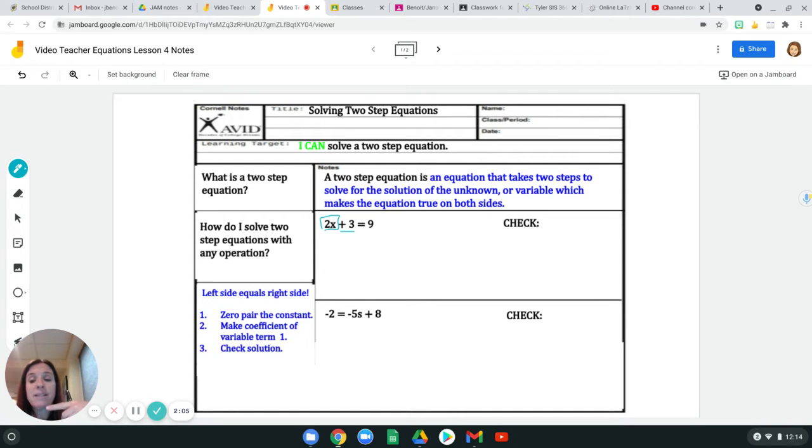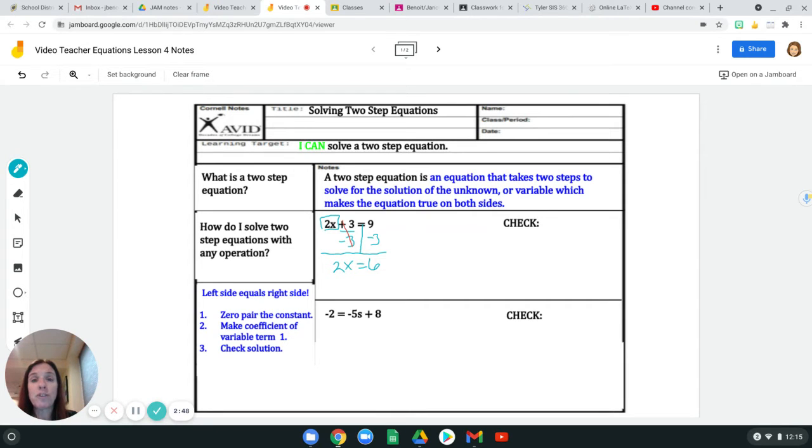All right, so step 1 says zero pair the constant. If the constant is positive 3, how do I make a zero pair with positive 3? I'm going to do negative 3 on both sides because the left side and the right side are the same. Positive 3, negative 3. That makes 0. That's why I've crossed those 2 out. So what am I left with here? I've got 2x, I've got an equal sign, and I've got positive 9 and negative 3. Subtract them, and you get 6. All right, now we have 2x equals 6.